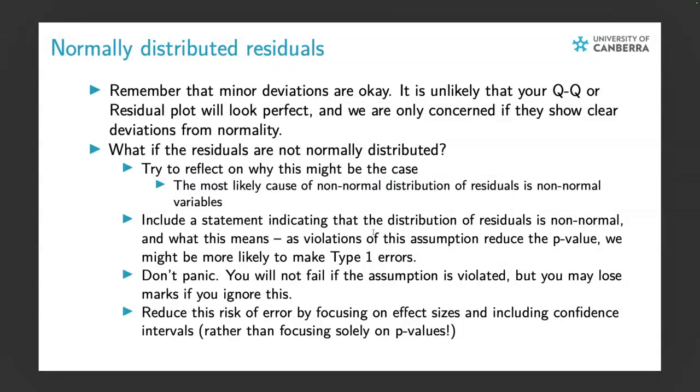What you need to do is just include a statement indicating that the distribution of residuals is non-normal and what this means. Violations of this assumption reduce the p-value, so you might be more likely to make type 1 errors. So really, don't panic. You're not going to fail if the assumption is violated, but you do lose marks if you ignore it.